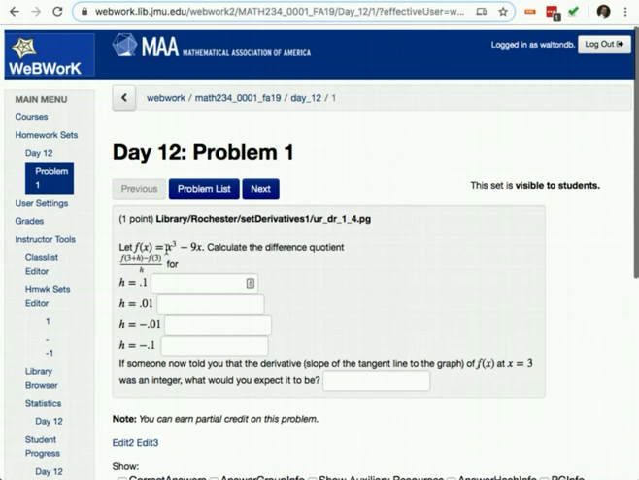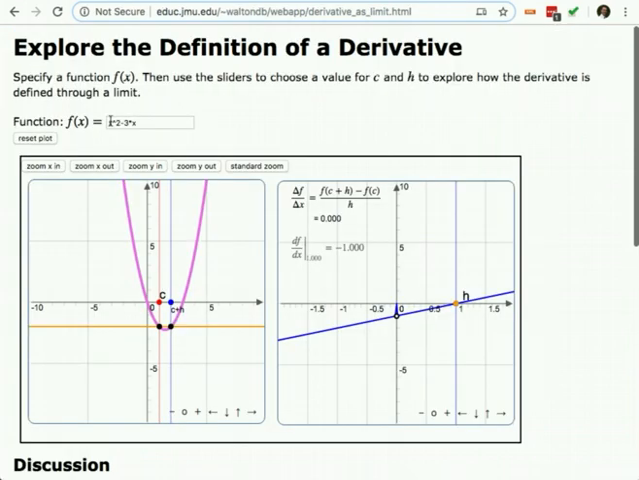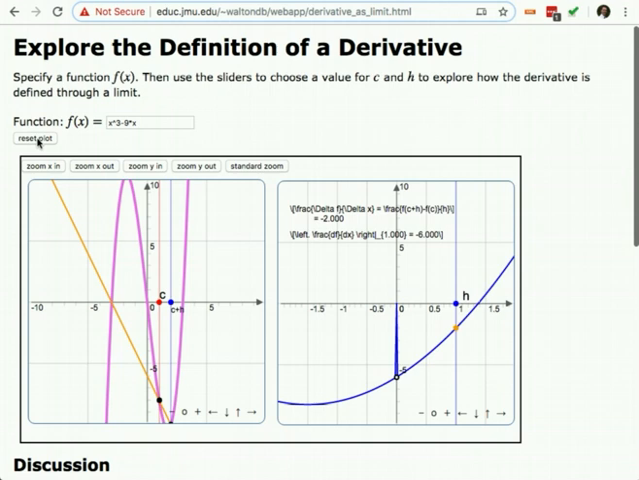Alright, so our problem is considering a function f of x equals x cubed minus 9x. So let's start by setting our function to match that. We have x cubed minus 9 times x. Okay, so here's our cubic.